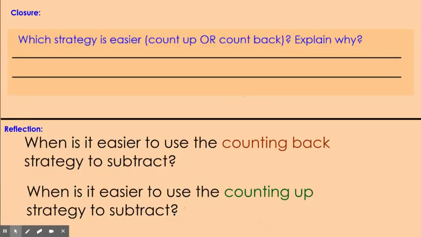When you're finished, I want you to think about these questions. Which strategy is easier for you, counting up or counting back? Why do you think that is easier for you? Also, when would it be easier to use the counting back strategy to subtract? Or when is it easier to use the counting up strategy to subtract?